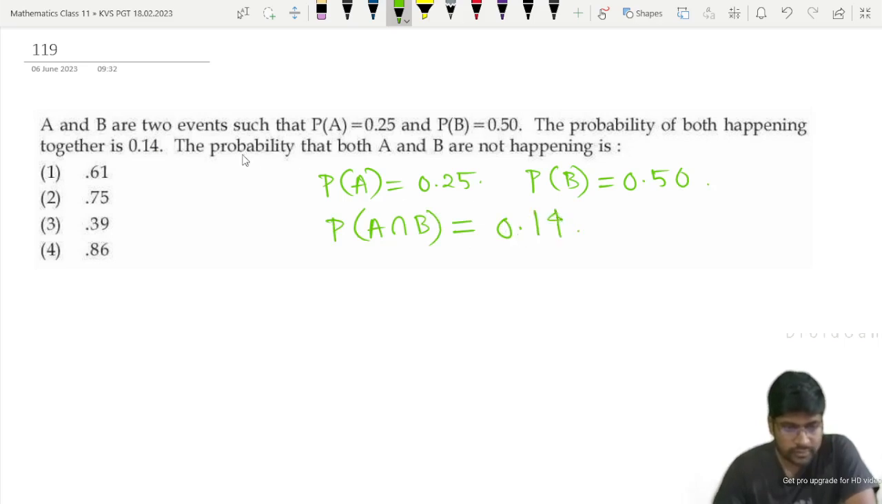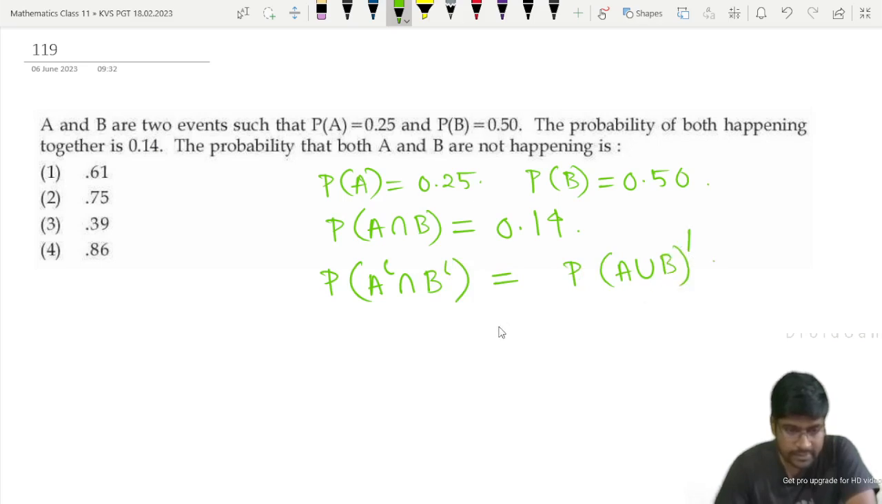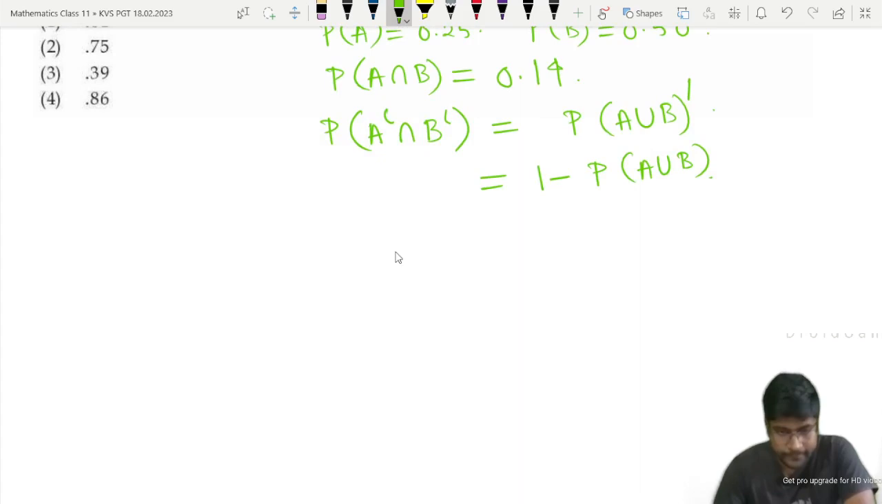And we have to find the probability that both A and B are not happening. That means P of A complement intersection B complement. This quantity we have to find. So we know P of A union B whole complement is equal to 1 minus P of A union B. Now what is P of A union B? Just put the formula, whatever formula we know.